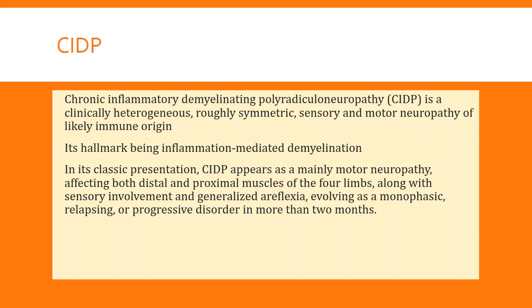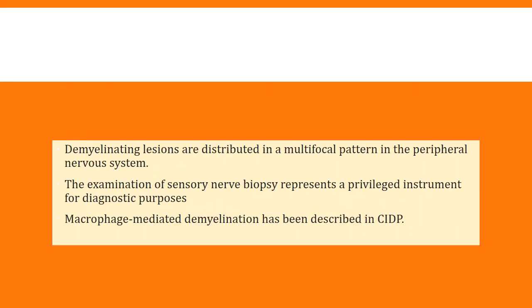Okay, the hallmark is the inflammation mediated demyelination. Now, demyelinating lesions are characteristically distributed in a multifocal pattern in the peripheral nervous system. Okay, the examination of the nerve biopsies serves as a privileged instrument for diagnostic purposes, and macrophage-mediated demyelination has been described in CIDP as well. Okay, so there is macrophage-mediated demyelination, as has been described in multiple sclerosis.